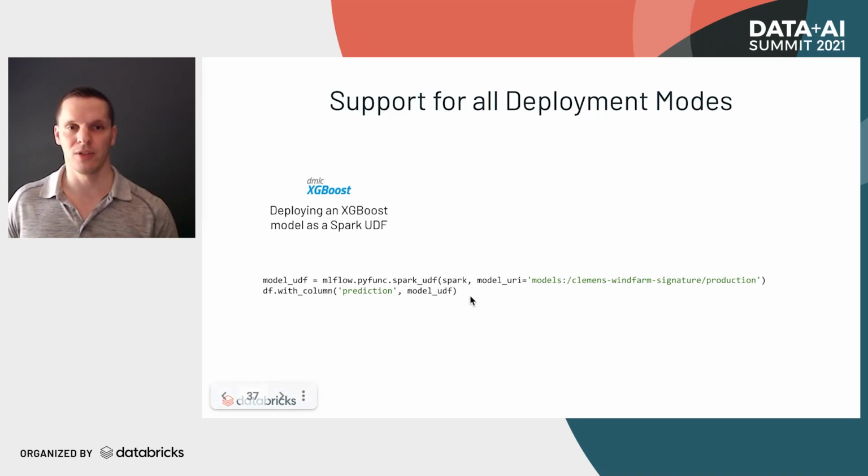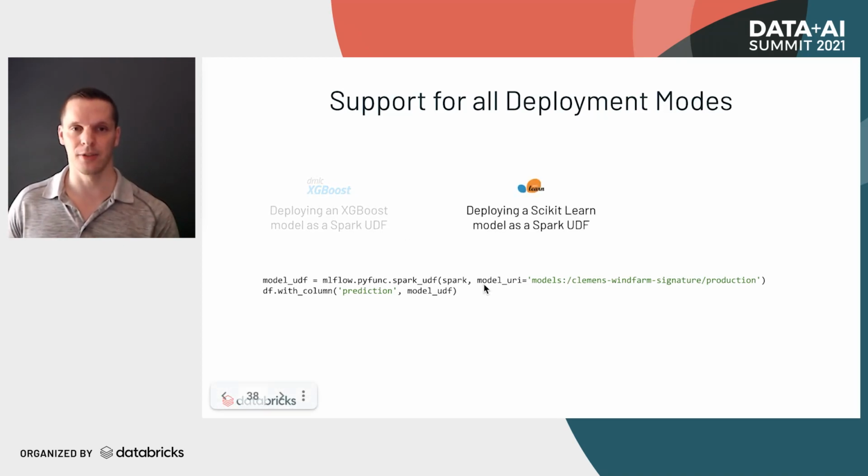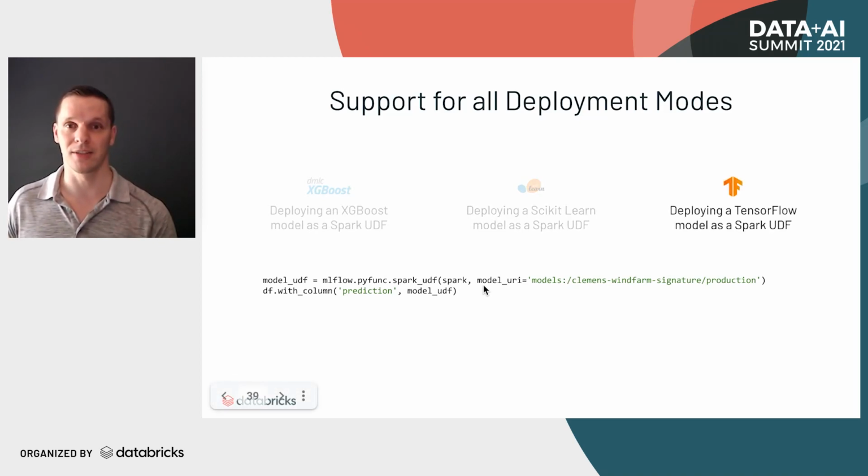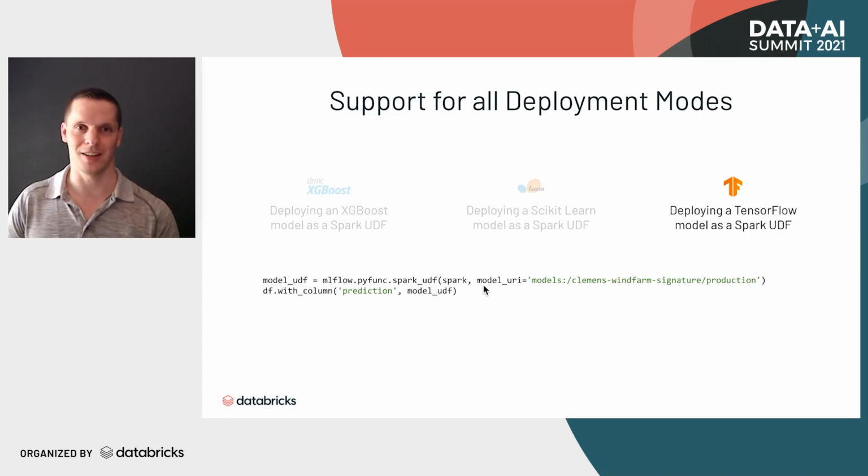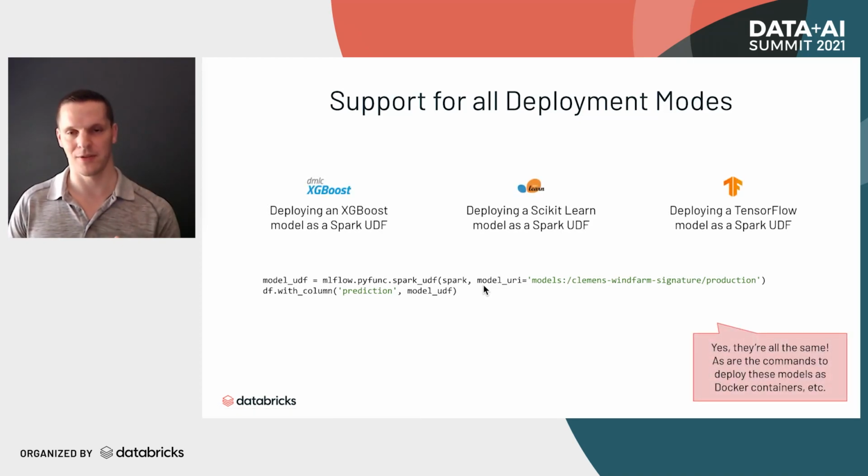Now, this is the line of code that you would write if you wanted to apply an XGBoost model as a Spark UDF. This is the line of code that you would write to deploy a scikit-learn model as a Spark UDF. And this is the line of code that you would write to deploy a TensorFlow model as a Spark UDF. So just for dramatic effect, I'm going to go back. XGBoost, scikit-learn, TensorFlow. And yes, you may have noticed it.